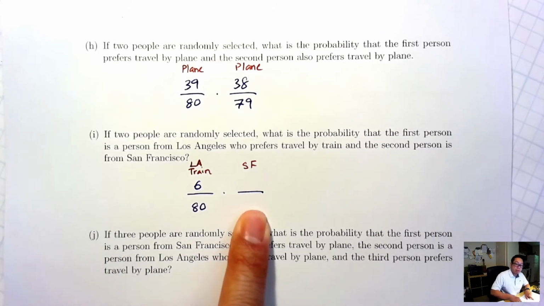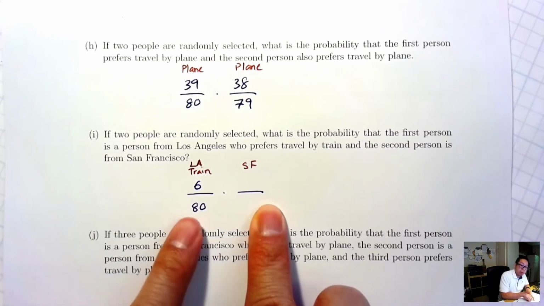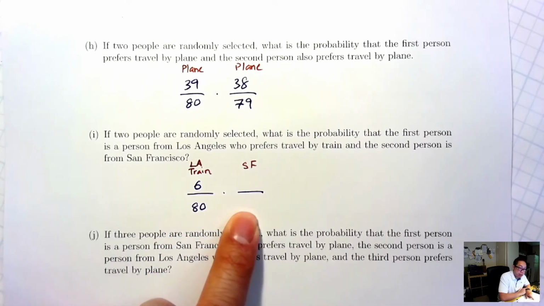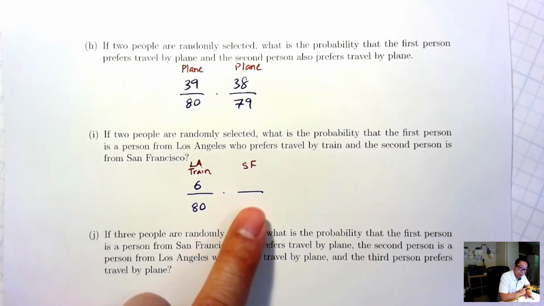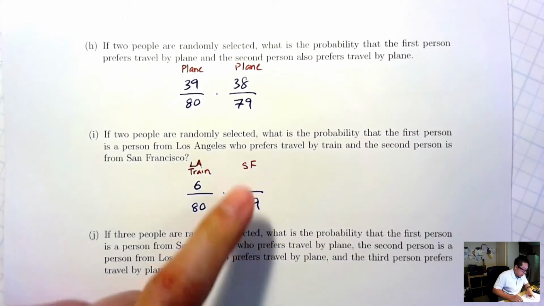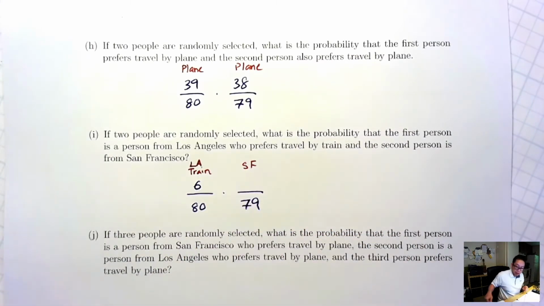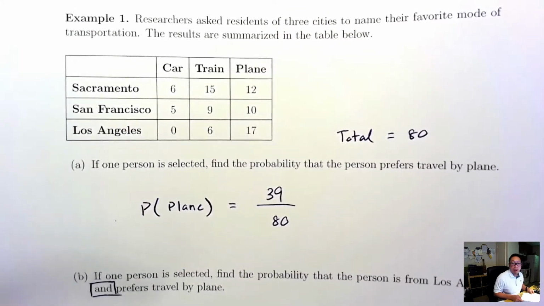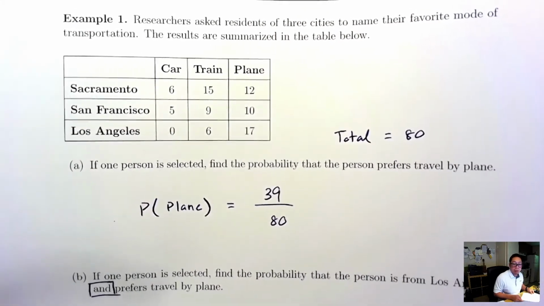Now, second fraction, we have to keep in mind what we chose in the first slot, right? So for the second fraction, we already chose one person, which means the bottom is going to be one less, so 79. And then how many people are from San Francisco? So San Francisco is 5, 9, and 10, which is 24.